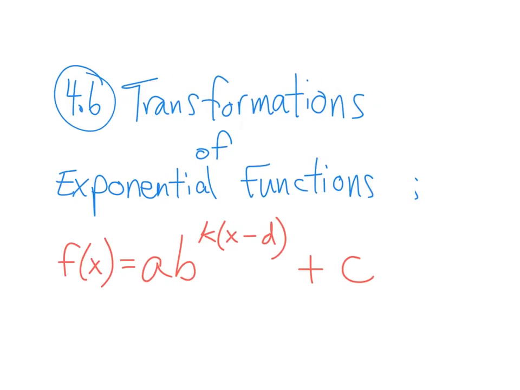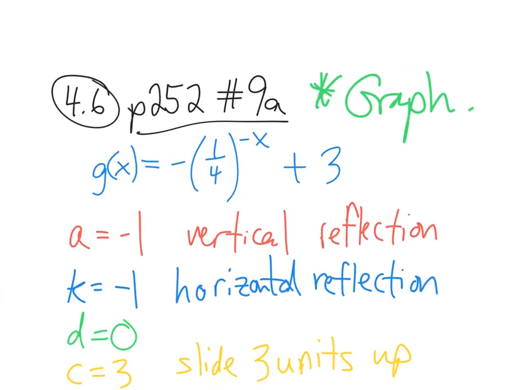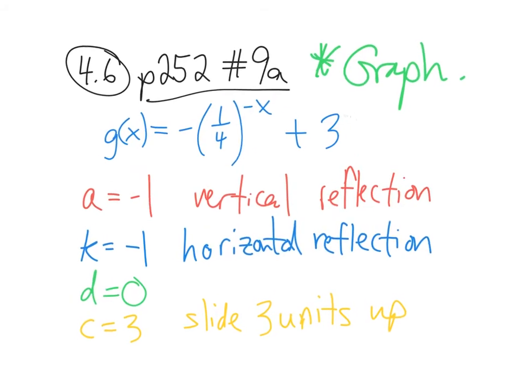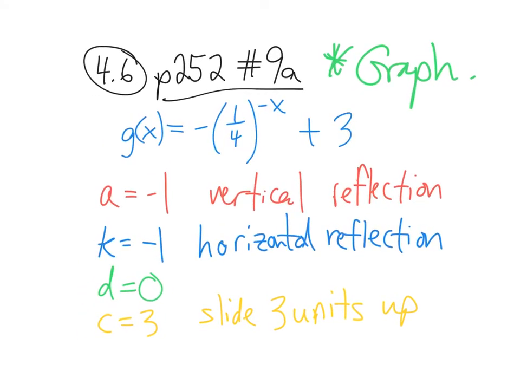So let's look at our first example. We have g at x equals base a quarter to the exponent x is the parent, but in g at x we have a negative 1 being multiplied by the bracket, a negative 1 being multiplied by the exponent, and a plus 3 constant being added. So these form the basis of our values, our attributes that cause transformations onto the parent.